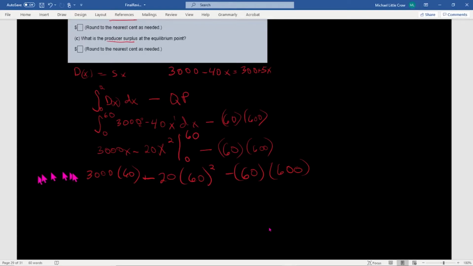So let's see, 3 times 6 is 18, and we got 1, 2, 3, 4 zeros. 60 squared, that's going to be 6 squared is 36, and then you've got 60 times 60, so you got 2 zeros there, and then you're going to another 0 here, so we're going to have, let's see, 3 zeros. 1, 2, 3, right? And then 36 times 2 is going to give us 72.